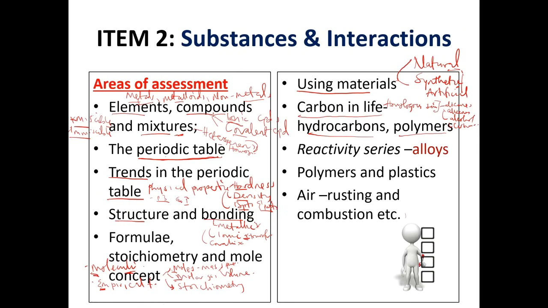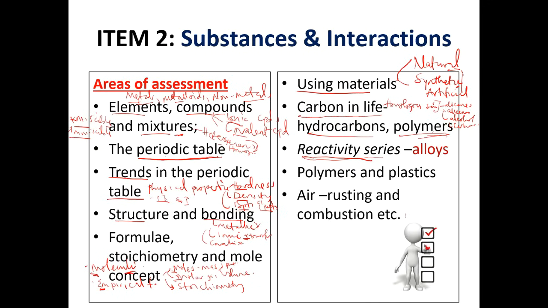So polymers, we also looked at them in senior 3 and also in senior 1. Then there's this topic, reactivity series. When you're looking at reactivity series, looking at which one is more reactive than the other, because reactivity series, we said, is a list of metals in the order of their reactivity.